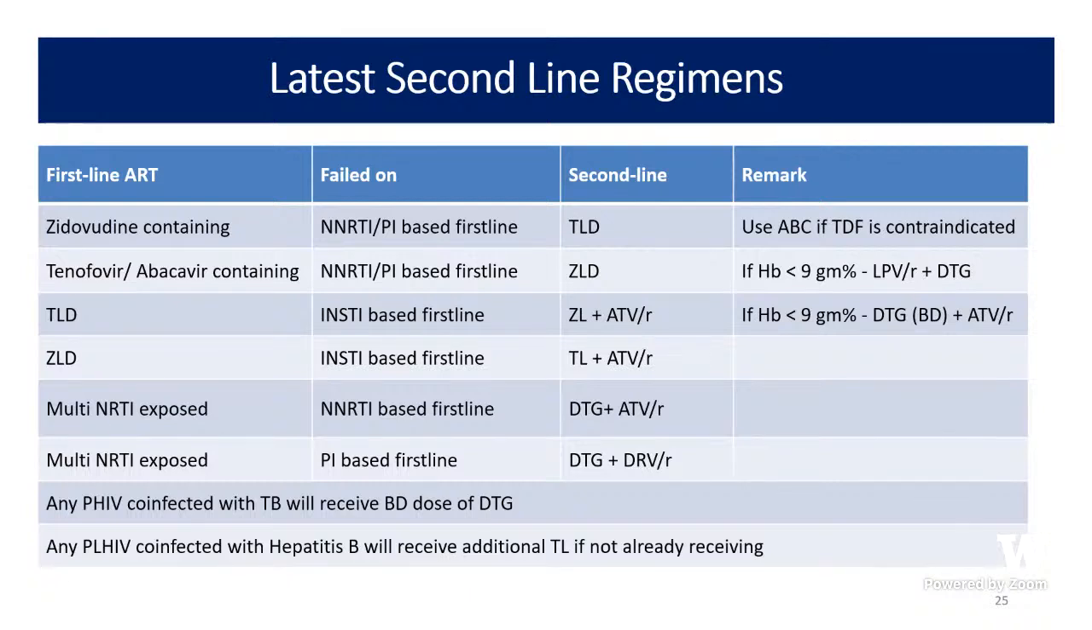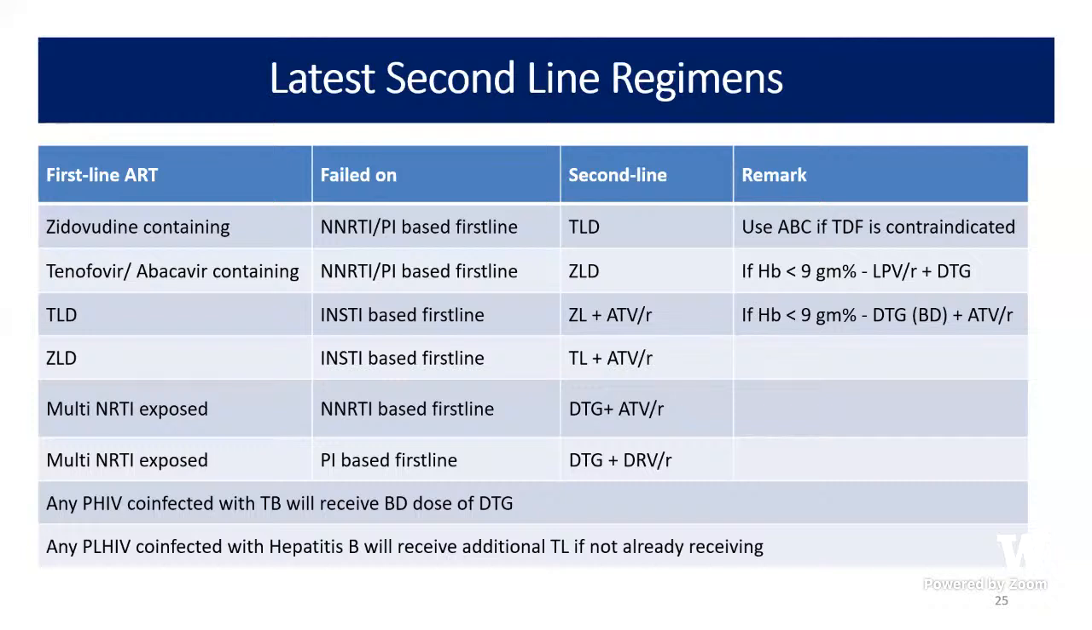Now here is a catch. We gave him the same DTG which he was failing on in the first line. I am talking about the third row. We are giving DTG twice daily, but the patient was already exposed to first line DTG. But it has been seen in several studies that DTG, as it has a very high genetic barrier, still remains to act, and a double dosing of DTG will restore the viral suppression. So TLD continues as DTG-ATVR if the patient has a history of anemia.